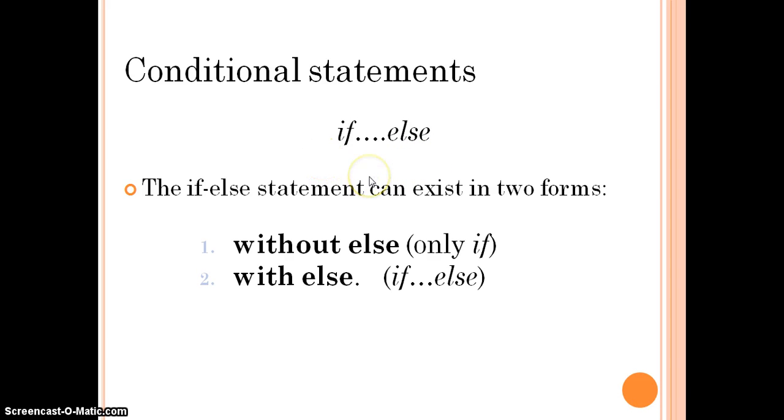Many times we want a set of instructions to be executed in one situation and another set of instructions to be executed in another situation. This is handled by using decision control instructions in C. Those decision control instructions are conditional statements in C, called if else. The if else statement can exist in two forms: without else, meaning only the if statement, and with else, meaning if else.